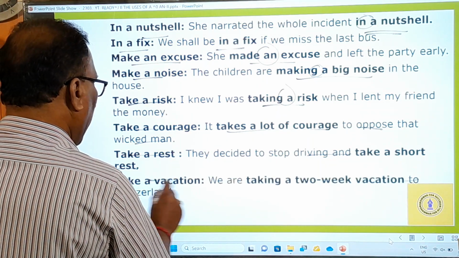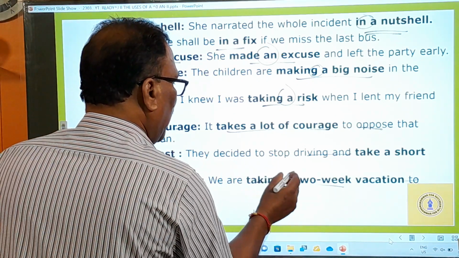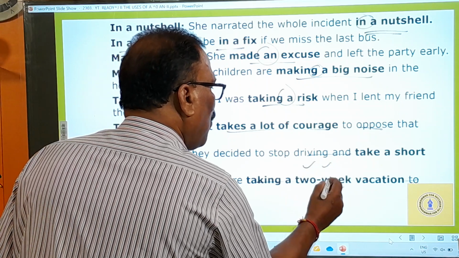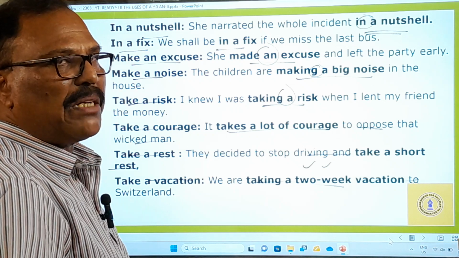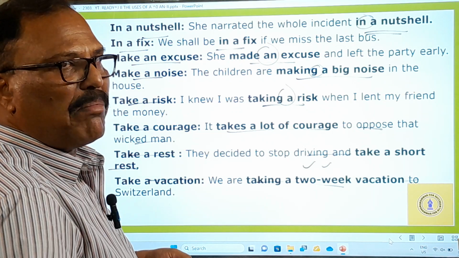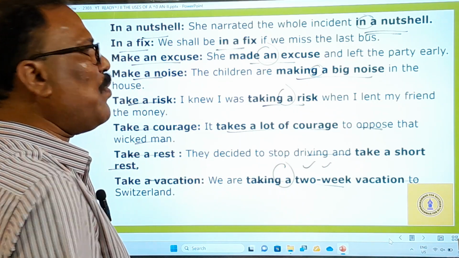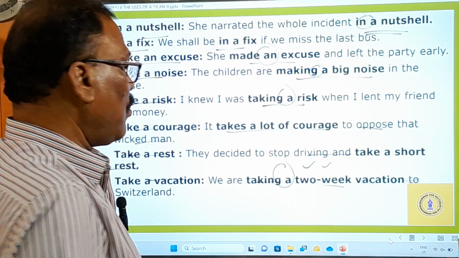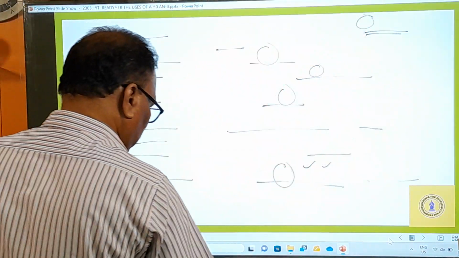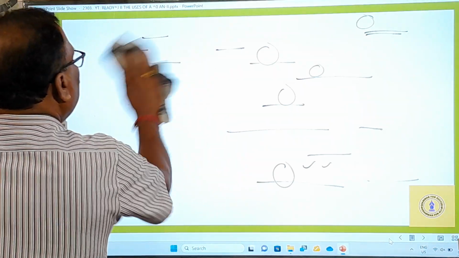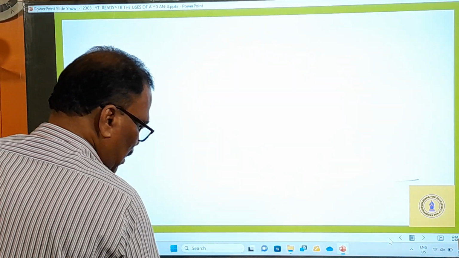And here, take a vacation. We are taking a 2 week vacation. Already I have told you in the previous slide, before this noun, preceded by years or months, or numbers, with a hyphen, then you have to use this one. A 2 week vacation. Don't say 2 weeks vacation, it is wrong. A 2 week vacation. Okay, sir. These are all very important from the examination point of view. Please memorize them. Learn them by heart.